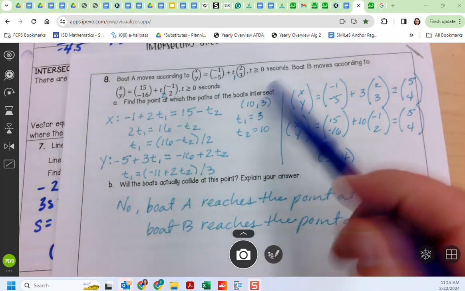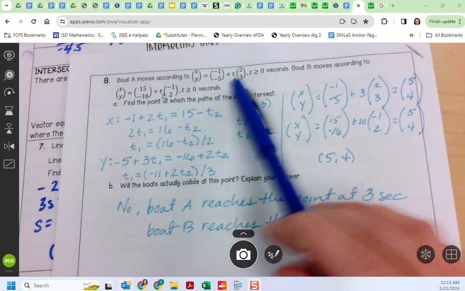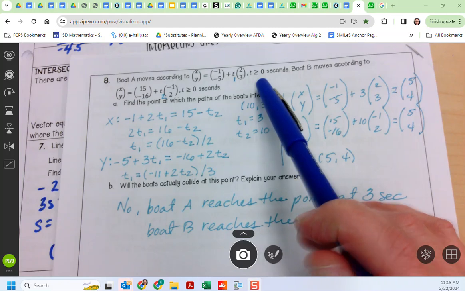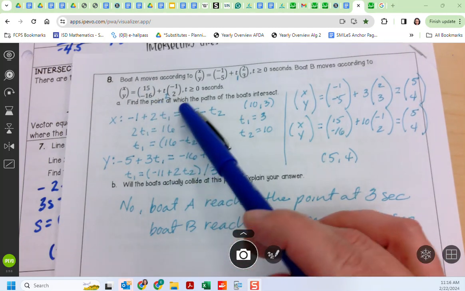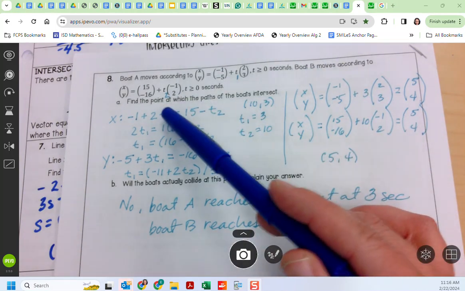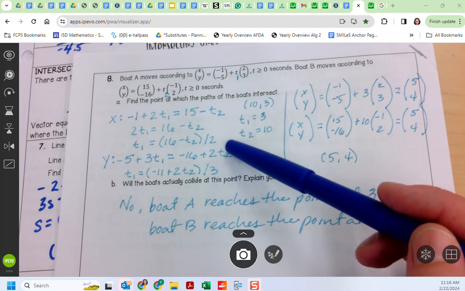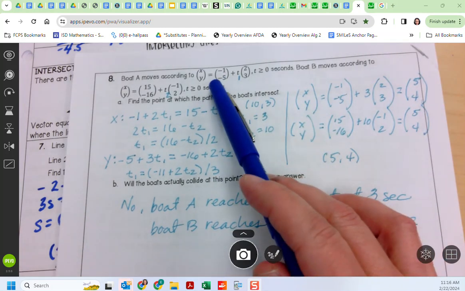Okay, boat A moves according to this equation, and t has to be greater than or equal to 0 seconds. And then boat B moves according to this equation, also t is greater than or equal to 0 seconds. So we're trying to find the point where the paths of the boat intersect. And so we're going to write the equation about the x-coordinates being the same.